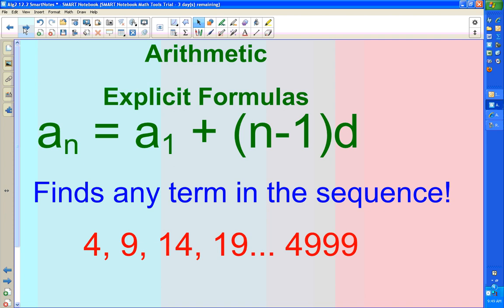What's the explicit formula for? In general, it finds any term in the sequence. It will find any term in your sequence. You need the 99th term, use your explicit formula. That's what it's for.